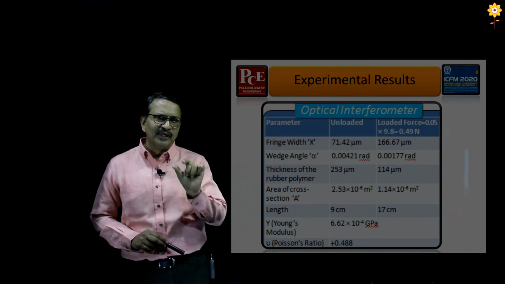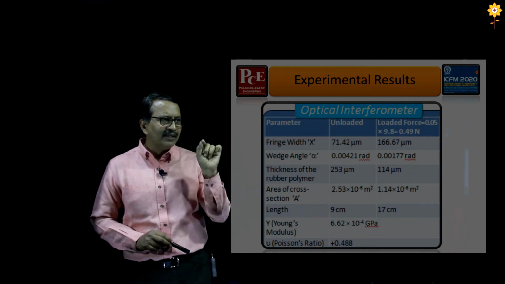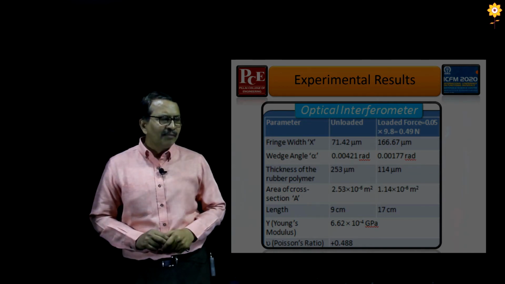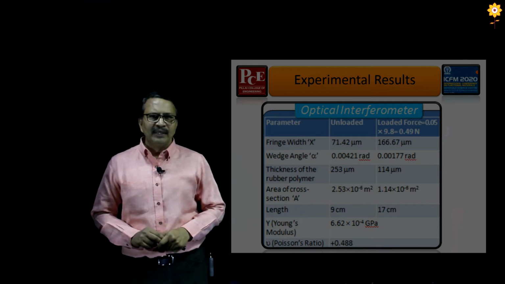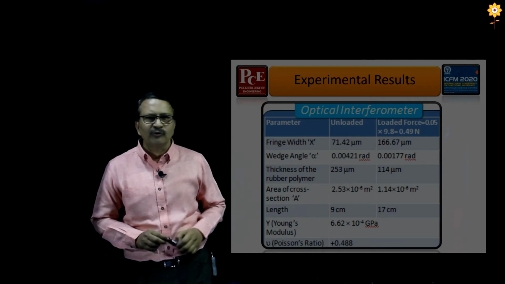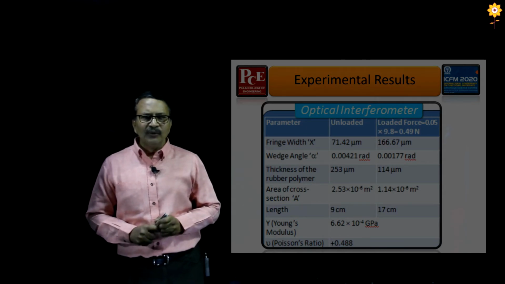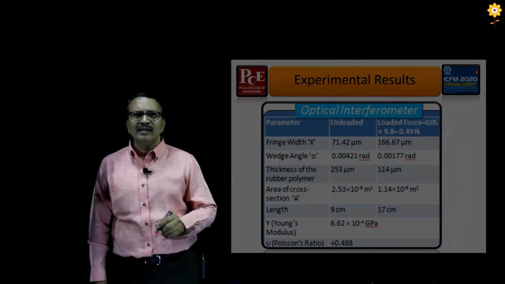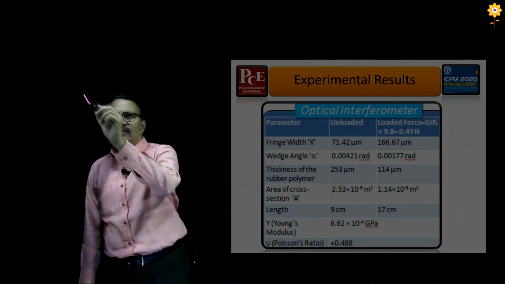Since we have attached a weight of 50 grams, that's the reason why it is 0.05 kg, multiplied by 9.8, which is the acceleration due to gravity, and that works out to approximately 0.49. Prior to doing these calculations, let us do a quick revision.